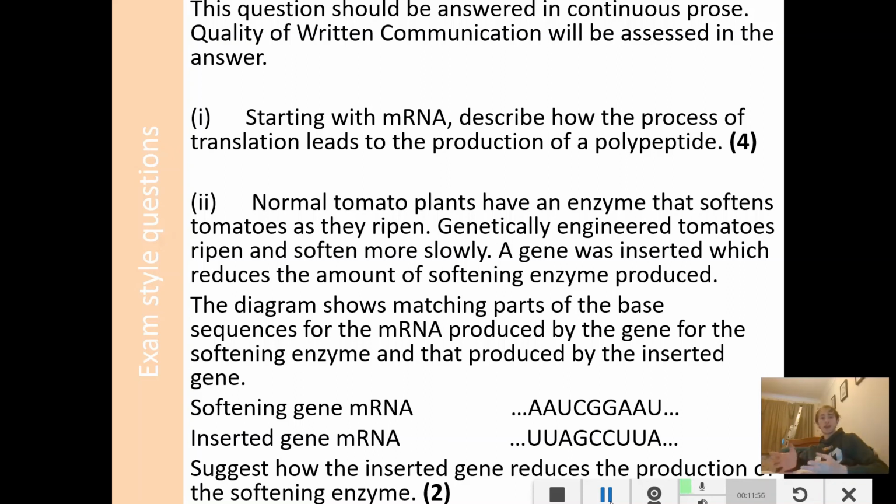So hopefully you now have an answer in your book of what the process of translation is, and I want you to have a think about this tomato plant. It's a very interesting question. The first one is quite a boring standard question. It's worth noting this comes up quite a lot. Describe the process of translation. And there's 4 marks here.